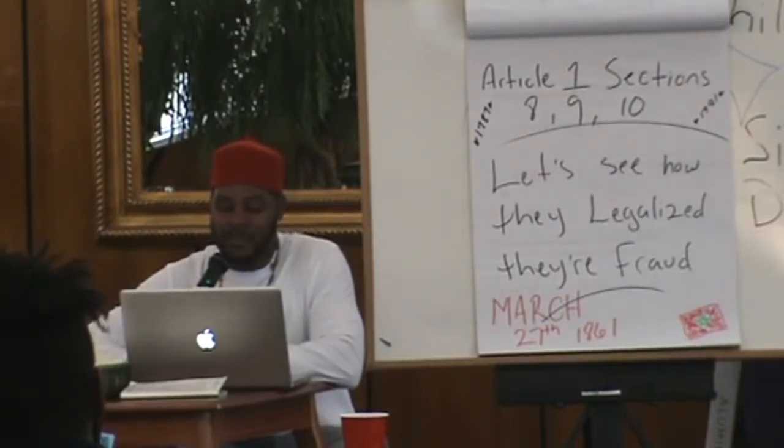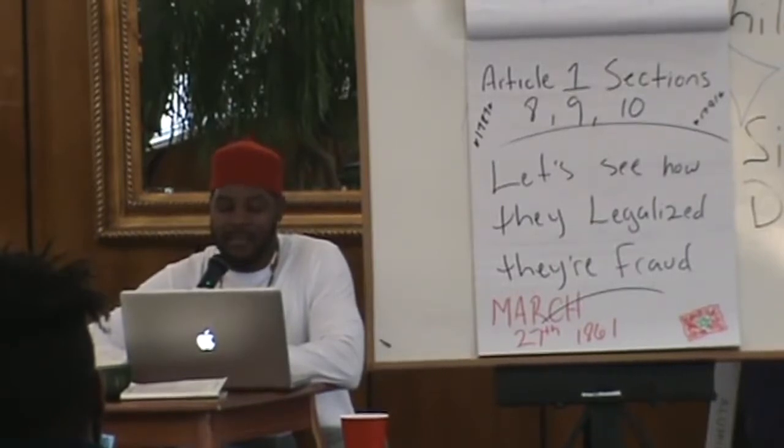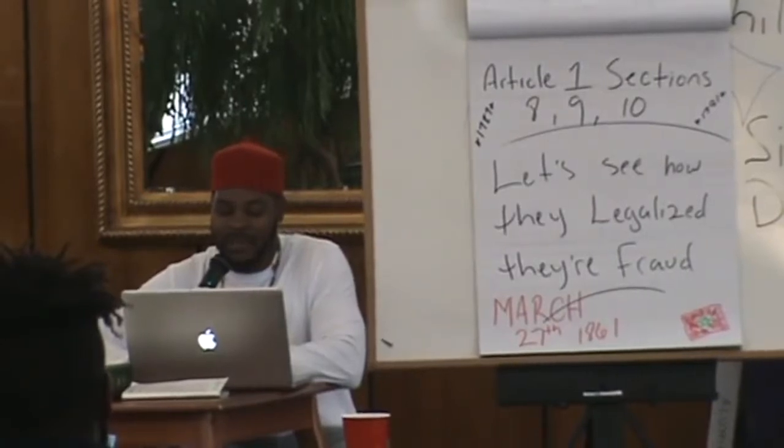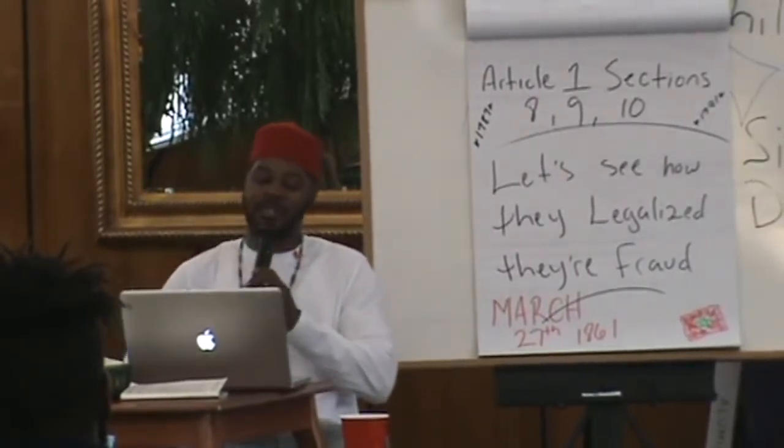Immediately after they shall be assembled in consequence of the first election, they shall be divided as equally as may be into 3 classes. The seats of the senators of the first class shall be vacated at the expiration of the 2nd year, the second class at the expiration of the 4th year, and the third class at the expiration of the 6th year, so that 1/3 may be chosen every 2nd year. And if vacancies happen by resignation or otherwise during the recess of the legislature of any state, the executive thereof may make temporary appointments until the next meeting of the legislature, which shall then fill such vacancies.